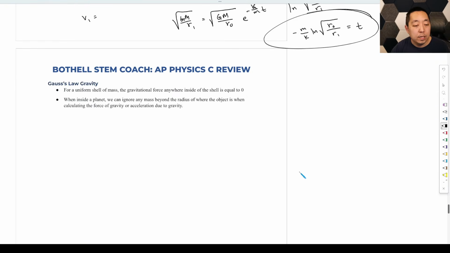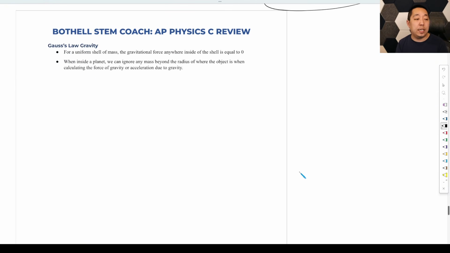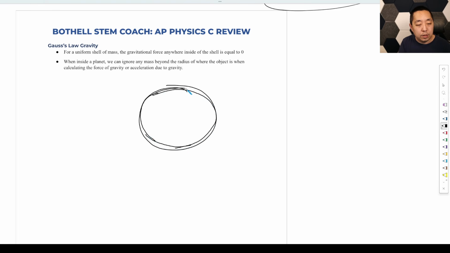Okay. Last thing that's kind of interesting is Gauss's law of gravity. So for those of you doing E&M, you'll know Gauss's law for electromagnetism. This is sometimes called Gauss's law of gravity. But if you have a uniform shell of mass, okay, here's the idea. Just in case you've never seen this before. What happens, and this is hollow.